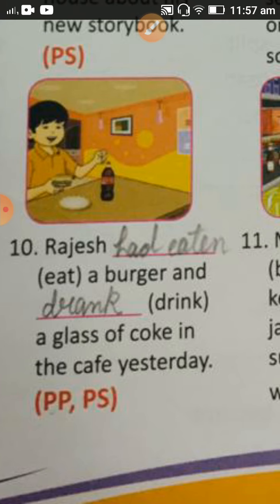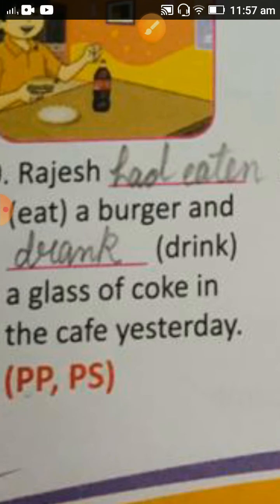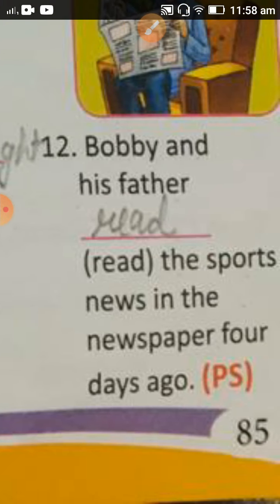Students, tenth one is remaining. Rajan dash a burger and dash a glass of coke in the cafe yesterday. First one is past perfect. So for past perfect we will put had eaten. Eat is the verb, and simple past, second one drink, so it will be drank. Now come to the 12th one. Bobby and his father dash the sports news in the newspaper 4 days ago.